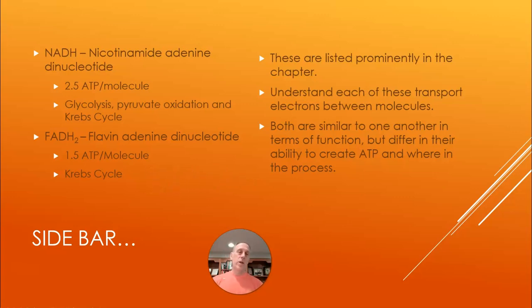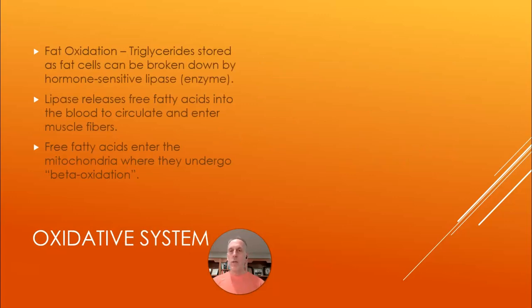Now, these are listed in the chapter all over the place. The big thing you need to understand is that each of these transports electrons between molecules. Both are similar to one another in terms of their function, but they differ in their ability to create ATP, they differ in the amount that they can create, and they also differ in where they create ATP in the process. So let's jump into the oxidative system.